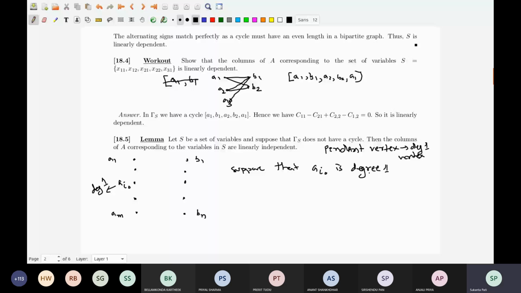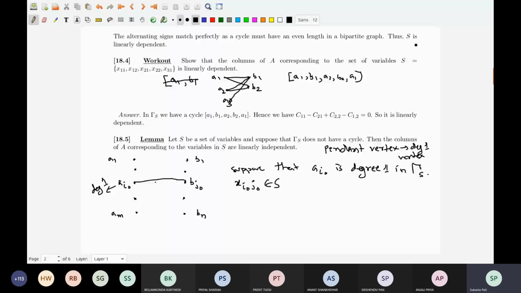So i0 has degree 1, so it will be adjacent to somebody; whoever it is adjacent to, you call that Bj0. It will be adjacent to only one vertex because it has degree 1. So what do I have now? I have x i0 j0 belonging to the set, otherwise how would you have this edge? And what is the corresponding column of A? This is e i0 and e j0.